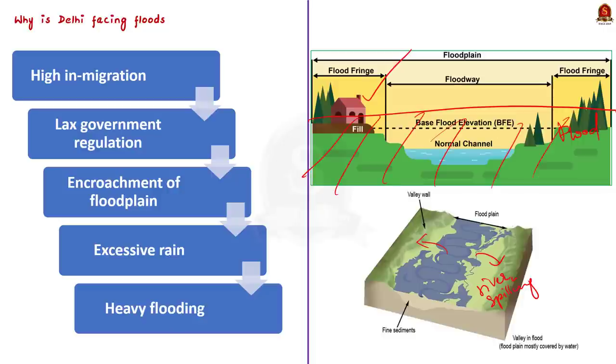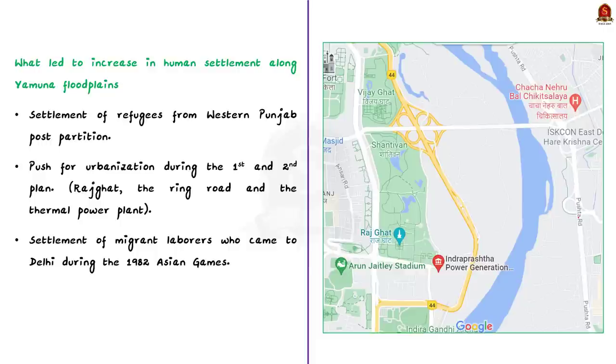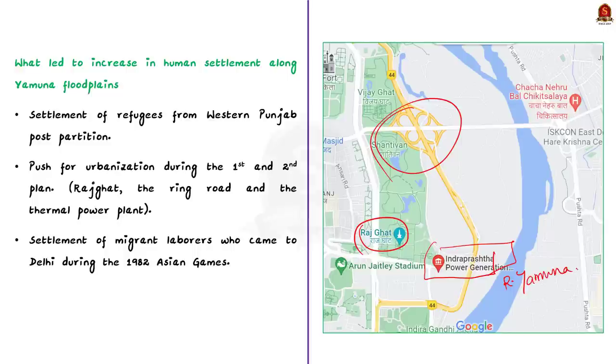See, I mentioned that flooding happens due to increasing human settlement in the Yamuna floodplains, right? But when did the problem start? When did human settlements start emerging along the floodplains of the river? See, the first phase of settlement happened post-independence, when refugees from western Punjab started settling along the floodplain. Then during the first and second 5-year plan period, the government promoted rapid urbanization. During this period, Rajghat, the ring road and the thermal power plant were constructed in the Yamuna floodplains. Then during the 1982 Asian Games, more than 1 million migrant laborers came to Delhi from the neighboring states.